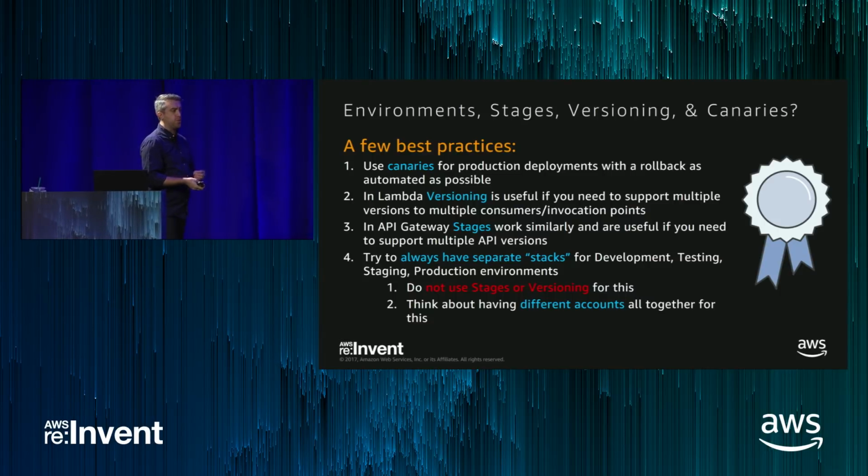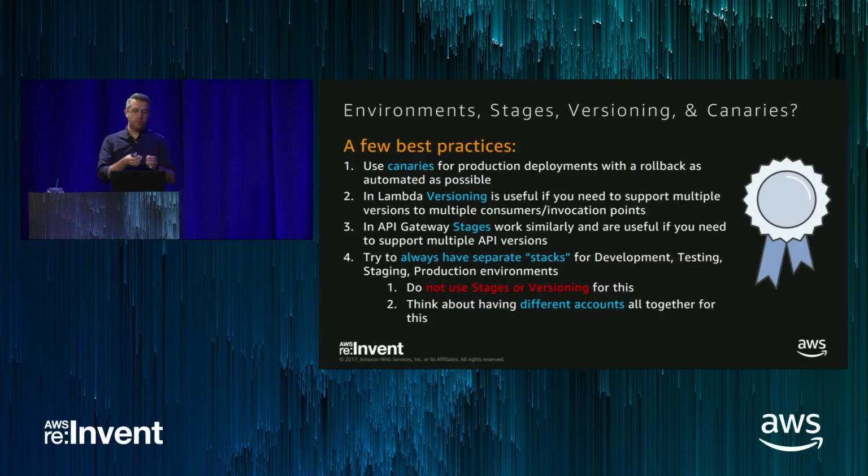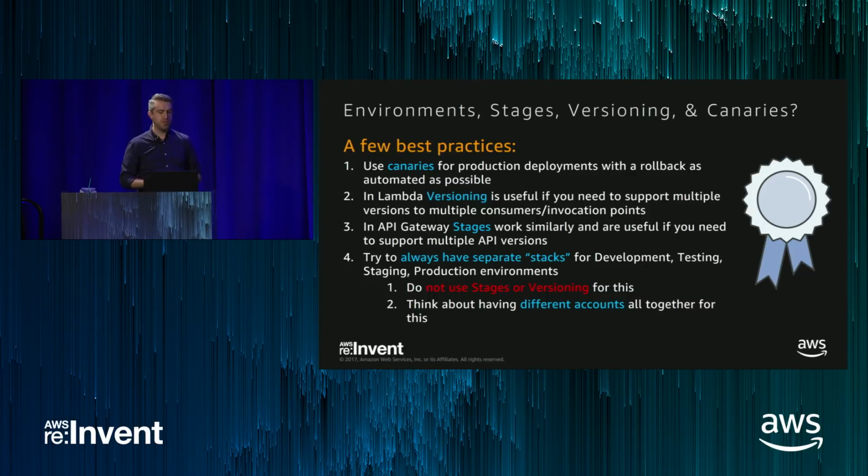API Gateway has stages which work similarly. So you have stages inside of API Gateway. We often will see people also use those for things like dev, staging, and prod, but instead you want to think about them for versioning purposes.